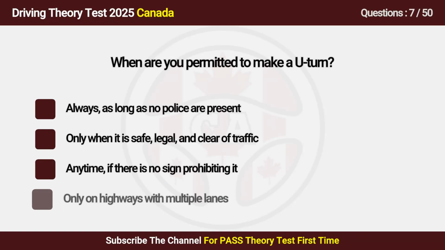Question 7. When are you permitted to make a U-turn? A. Always as long as no police are present. B. Only when it is safe, legal, and clear of traffic. C. Anytime if there is no sign prohibiting it. D. Only on highways with multiple lanes.